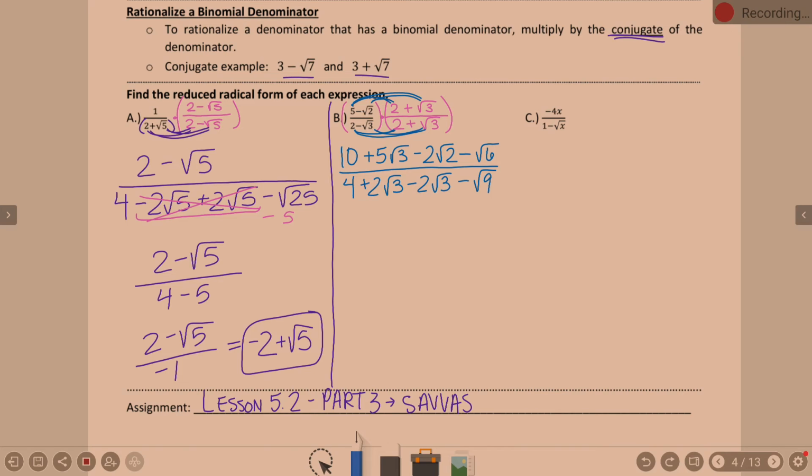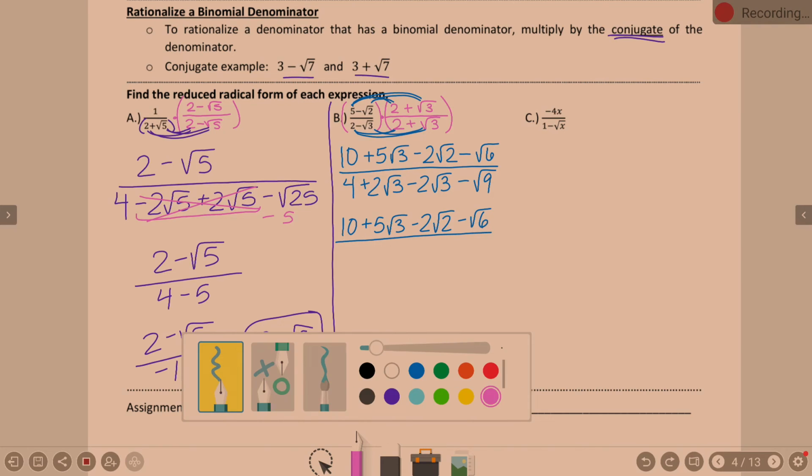That looks good to me. Okay, in the numerator, I have a whole number. I have a square root of 3, I have a square root of 2, and I have a square root of 6. Are any of those like terms? No. Can any of those simplify? It's got to stay. Okay, so my numerator is just that mess of 10 plus 5 square root of 3 minus 2 square root of 2 minus square root of 6.